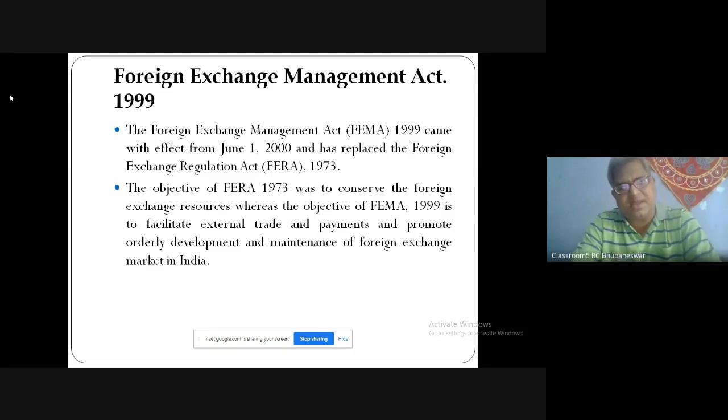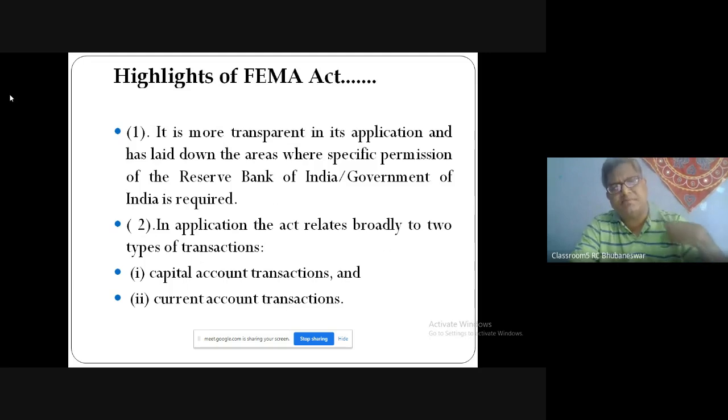But at that time, what was the objective of FERA? The similar objective is there, to promote external trade and payments and orderly development, and to encourage the foreign exchange market also. And these are the highlights of FEMA. This act was enacted in 99. The main highlight is that it relates to two types of transactions: capital account transaction and current account transaction, because it always leads to balance of payments also. It is more transparent, with specific receipt permission from the Reserve Bank of India or Government of India.